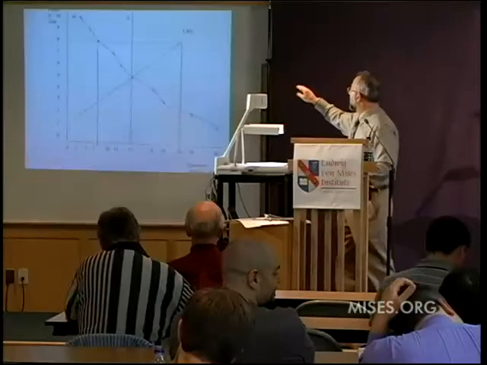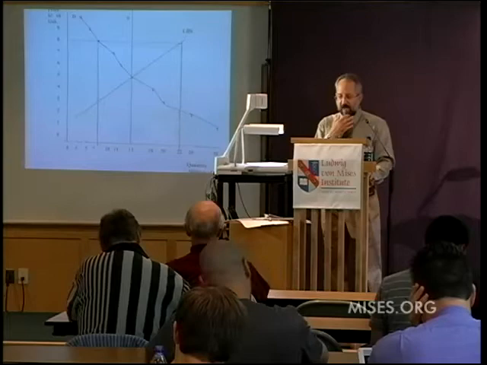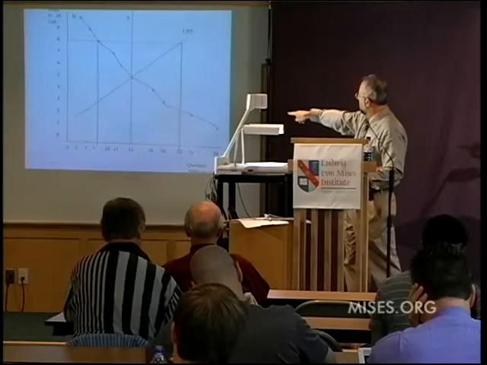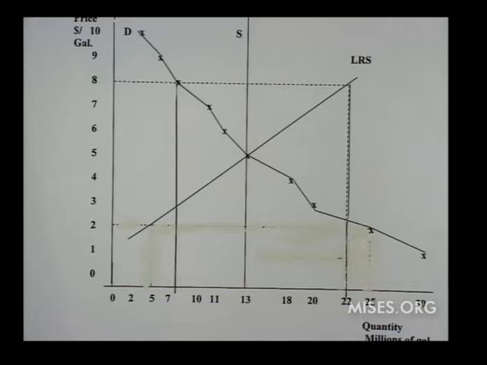Okay, so they set a price floor, making it illegal to sell milk for less than, let's say, $8 per gallon. Okay, well, there's a couple of things that happen right off the bat. One is a surplus, as we noticed. Farmers want to sell 13 million gallons of milk. People cut back at the higher price of $8. They only want to purchase 7 million instead of the full 13 million as they did before, and there's suddenly a surplus of 6 million gallons of milk per month. Okay.